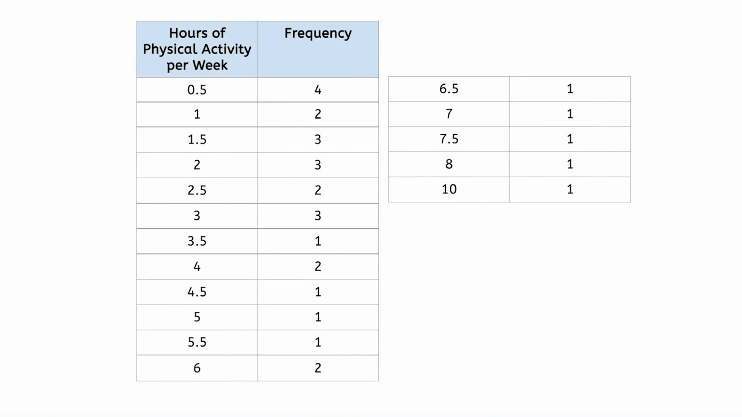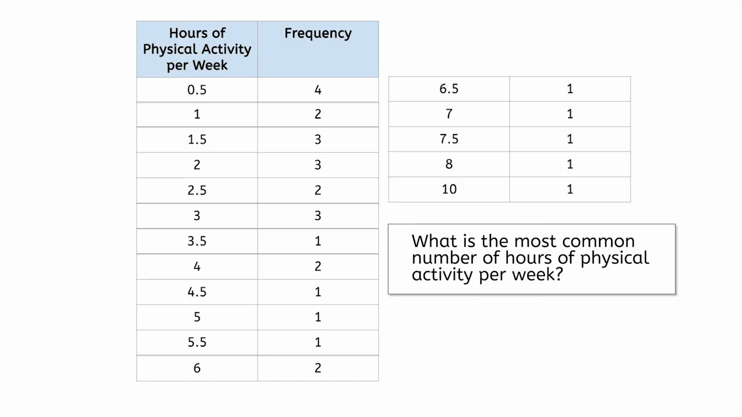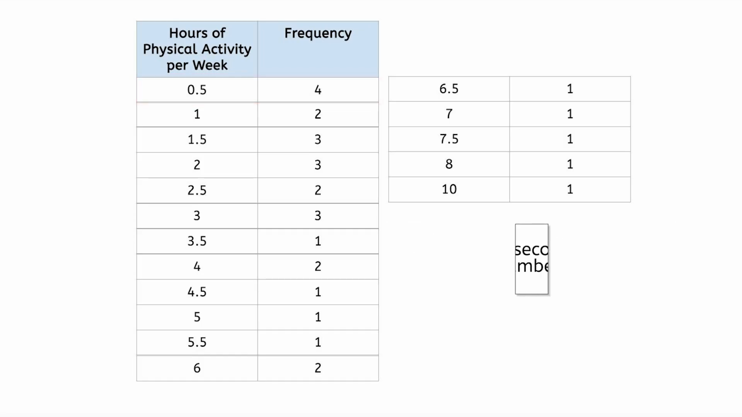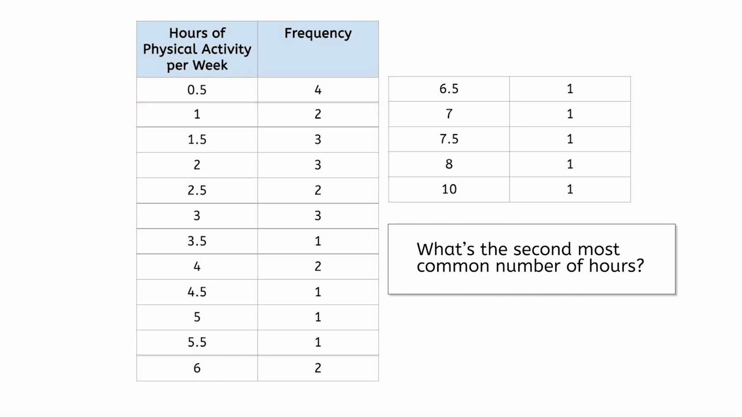We can analyze this frequency table to make some valid claims about the data. Be sure to follow along by filling in the blanks in your guided notes. What is the most common number of hours of physical activity per week? 0.5 hours, which appears 4 times in the survey data. What's the second most common number of hours? This one's a tie between 1.5, 2, and 3 hours, each of which appears 3 times in the survey data.